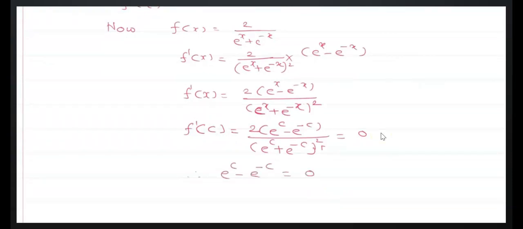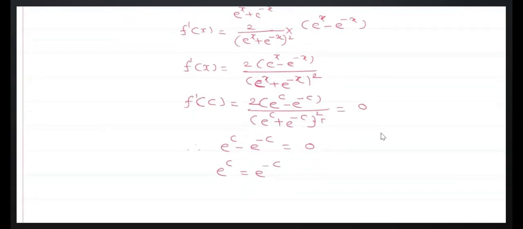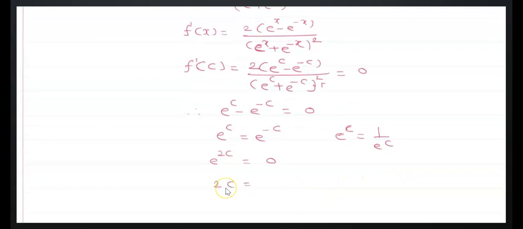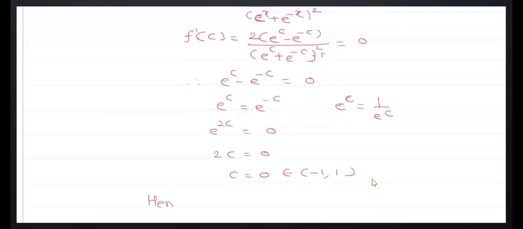And again, if we simplify, e raised to c minus e raised to minus c is equal to 0. And you will have e raised to c is equal to e raised to minus c, which gives e raised to 2c equal to 1. If we simplify this, 2c is equal to 0, and so c is equal to 0, which belongs to the open interval minus 1 to 1. Hence, Rolle's theorem is verified.